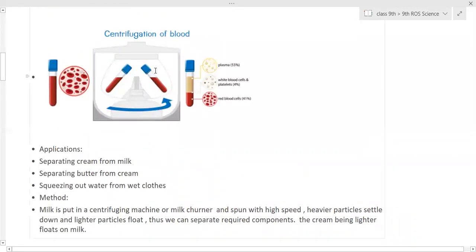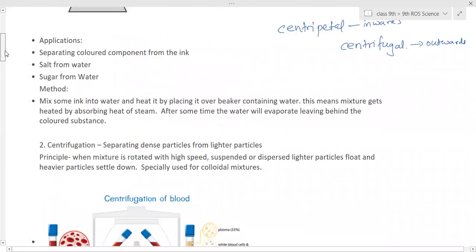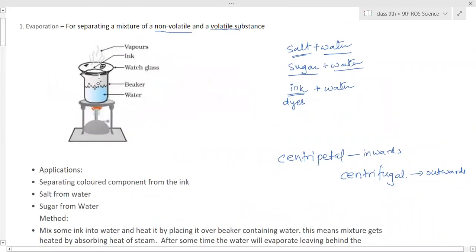In case of the centrifugation method, here are the blood components. The testing has been done. The blood or the substance which has to be separated has to be placed in these test tubes, and these test tubes are rotated at very high speed. This is the initial stage, and after rotation we can see heavier components settle down and the lighter components float. This way the separation can be done. That is the centrifugation method.